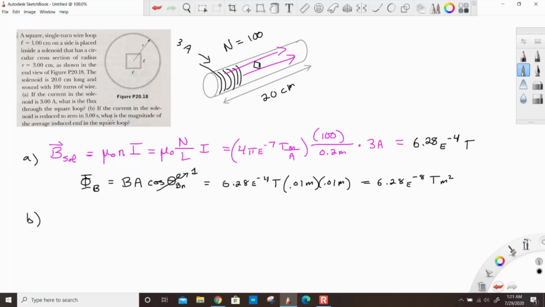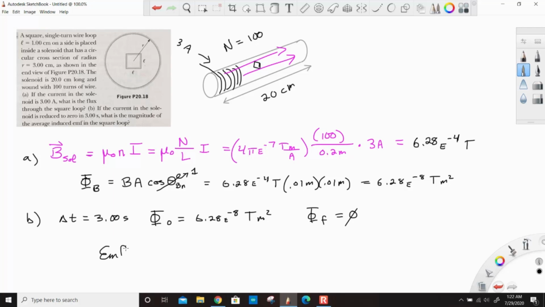For part B, now that we know the flux, we can continue. If the current in the solenoid is reduced to 0 in 3 seconds, that means our time value is going to be 3 seconds. And our flux initial is 6.28 times 10 to the negative 8 Webers, then our flux final is actually going to be 0, right? Okay. What is the magnitude of the average induced EMF in the square loop?